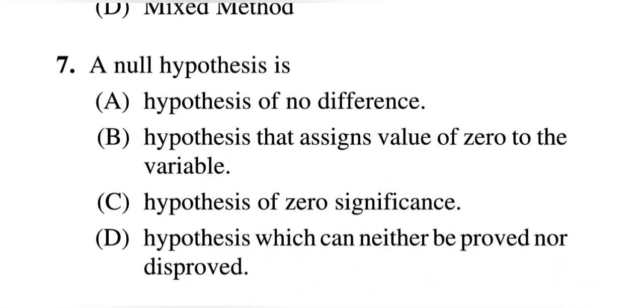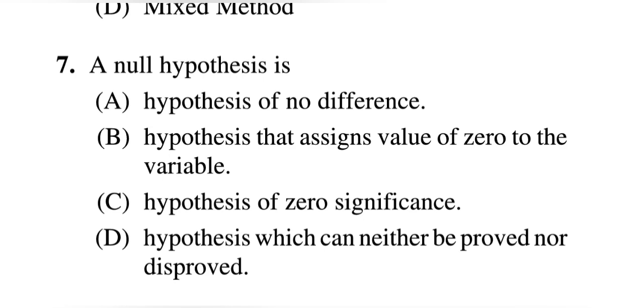Number 7, it says a null hypothesis. Null means, you all know, null means empty. Okay, nil. A, a null hypothesis is a hypothesis of no difference. B, hypothesis that assigns value of 0 to the variable. Number C, hypothesis of 0 significance. D, hypothesis which can neither be proved nor disproved.